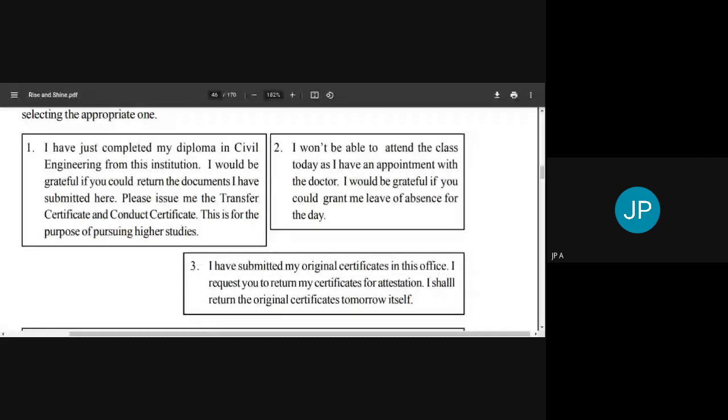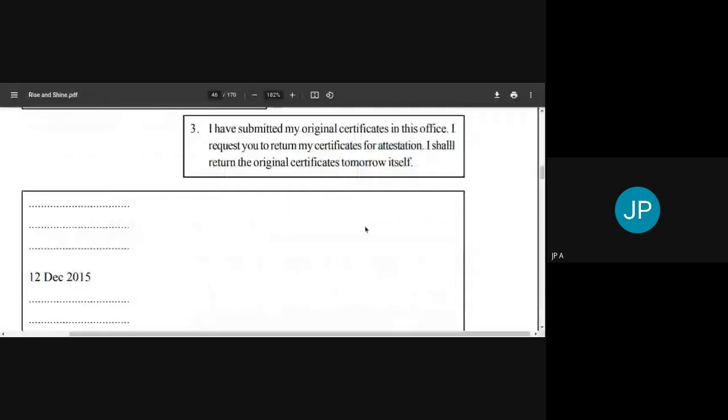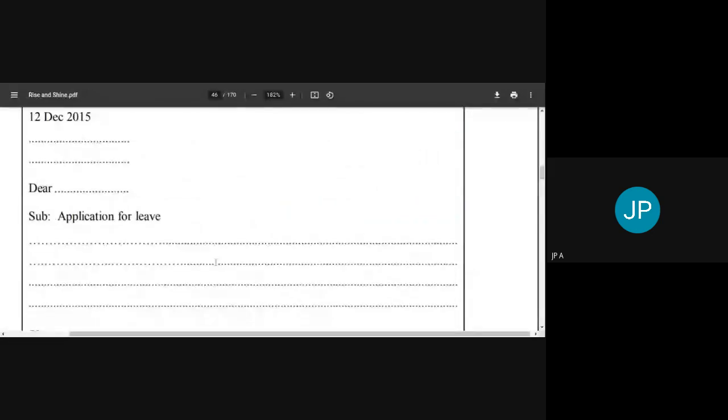So here the second body, that is, I won't be able to attend the class today as I have an appointment with the doctor. I would be grateful if you could grant me leave of absence for the day. So that is the body which can be written here. Okay, so this is something which we have to do in the textbook.